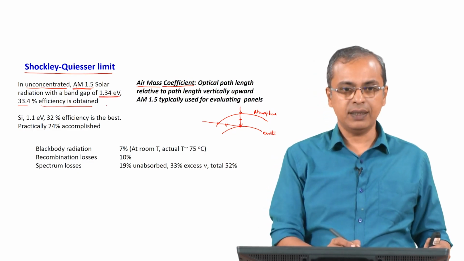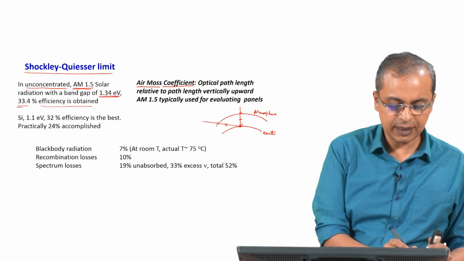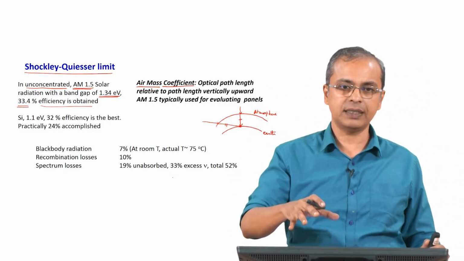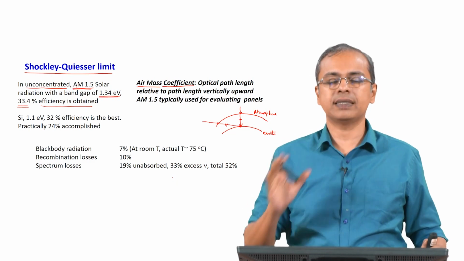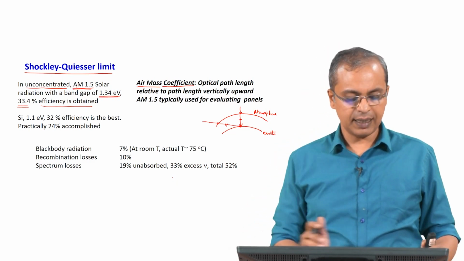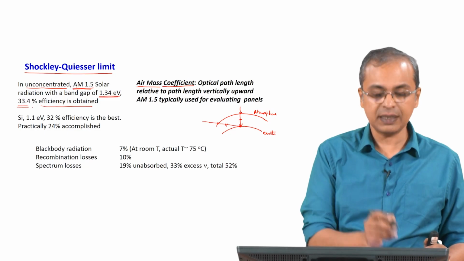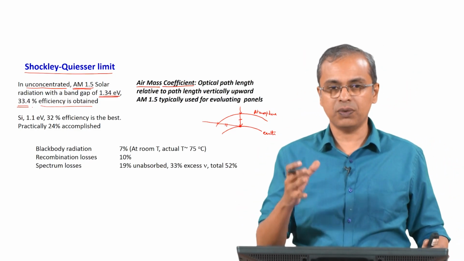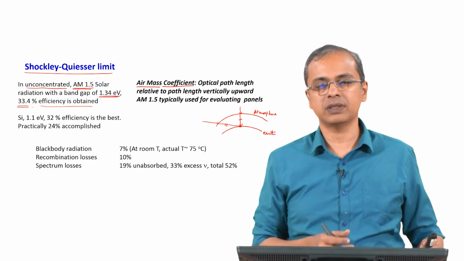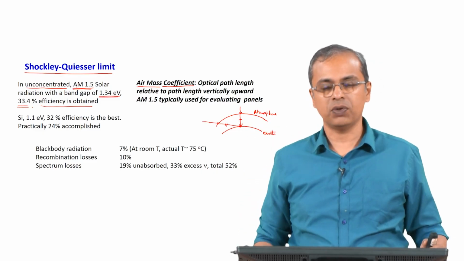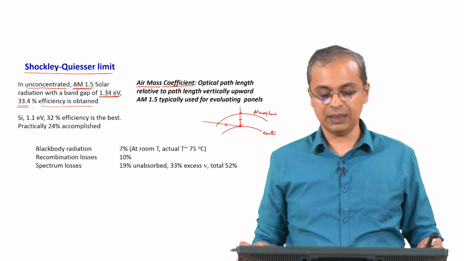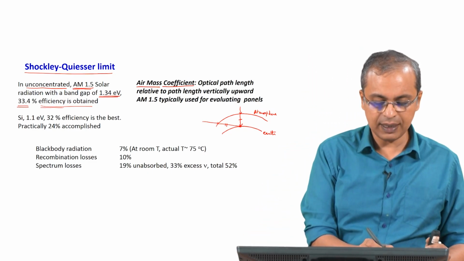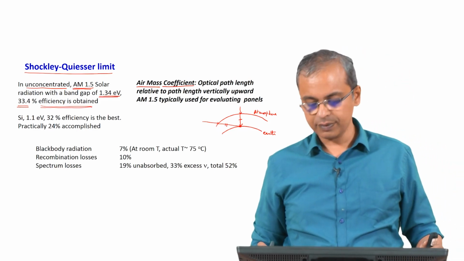If you do that, the efficiency you will get is 33.4%. So 33.4% of the solar radiation that arrives will get converted to electricity. If 1000 watts per meter square of solar energy is arriving on the surface, 334 watts is what you will capture as usable electricity, and that is what we are referring to when we say 33.4% efficiency is obtained.